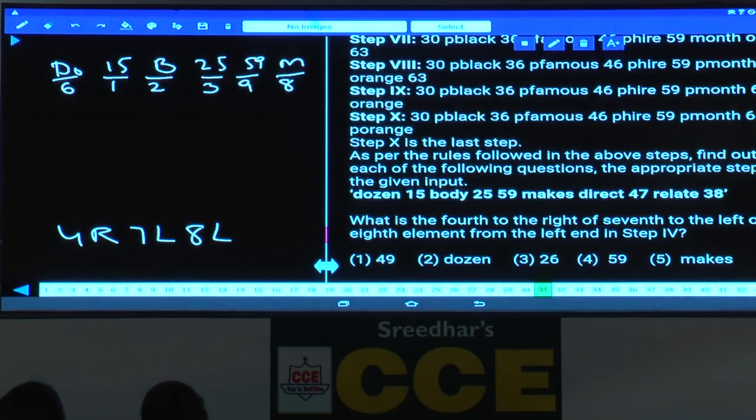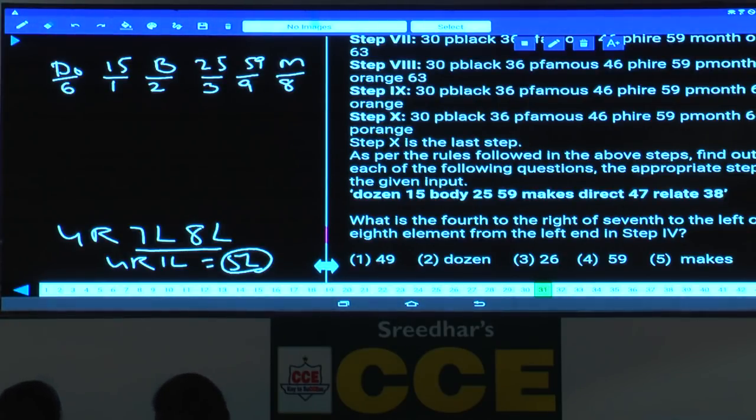4th to the right of, 7th to the left of, 8th element from the left hand side. First we should work out these two, 7th left and 8th left. What is the resultant element here? First left, and this is 4th right. First left and 4th right. Left and right are opposite positions and opposite directions. 1 plus 4.